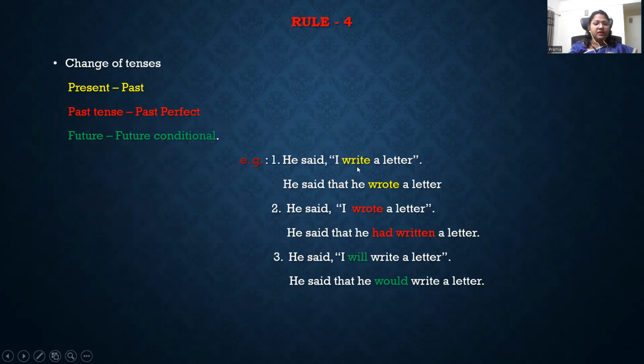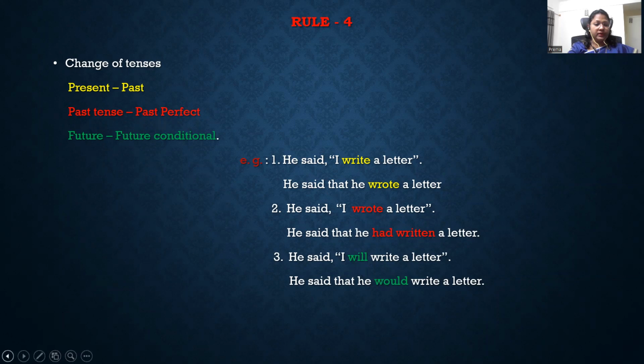For example, if you see here, write is present tense. So present should be changed into past. Here it is given present to past. So write will be changed into wrote. Suppose it is a past tense. How will the past change? Past into past perfect. Wrote can be changed into had written. Had written is the past perfect form of the past tense. So will, that is future, will change into future conditional. Would, shall, should, may, might, can, could. So these are all future conditional.